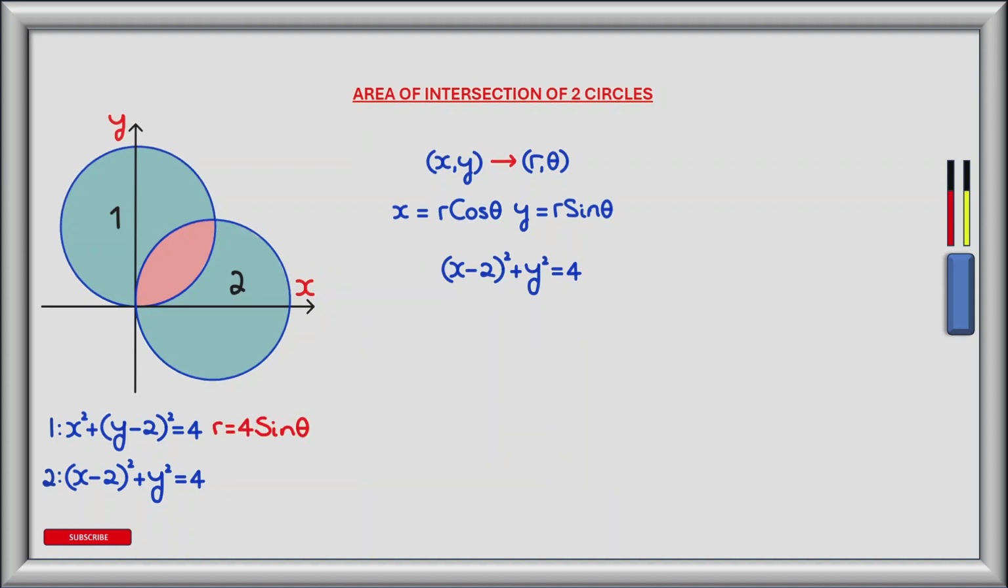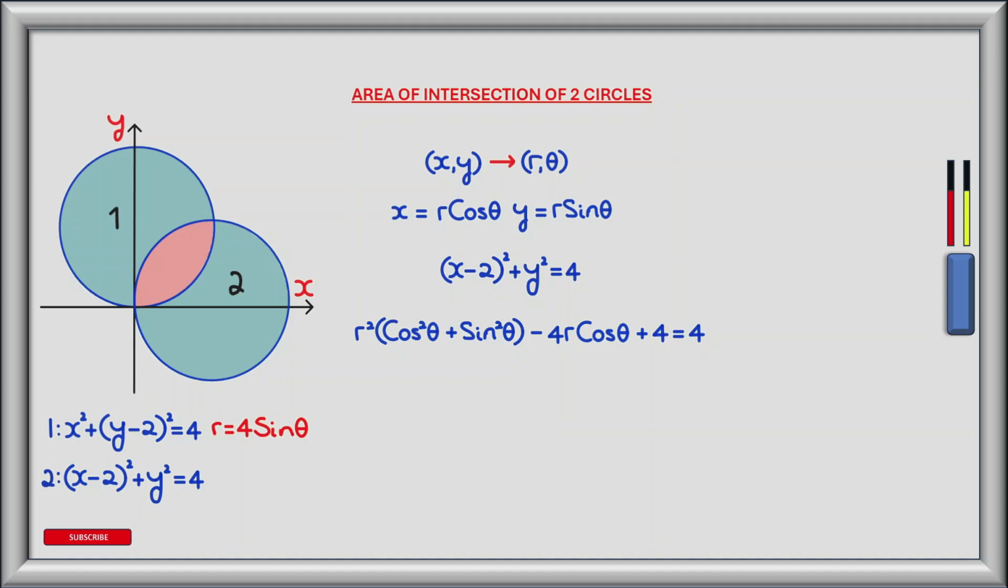Now if we look at circle 2, in Cartesian form we have x minus 2 all squared plus y squared is equal to 4. And making the substitution for x and y gives r squared into the bracket of cos squared theta plus sin squared theta, minus 4r cos theta, plus 4 equals 4.